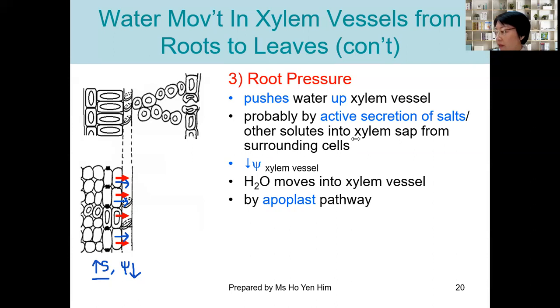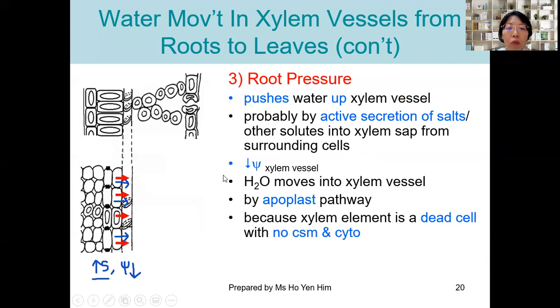Diffusion, correct, Andrea, diffusion. Diffusion because the xylem vessel element is a dead cell, so there's no cell surface membrane. So in order to enter the lumen, it doesn't pass through a membrane, so it is diffusion. So this one all of you know, right? Okay. So we are using the opportunity to revise the basic things about water movement. So why is it because the xylem element is a dead cell with no CSM and no cytoplasm.